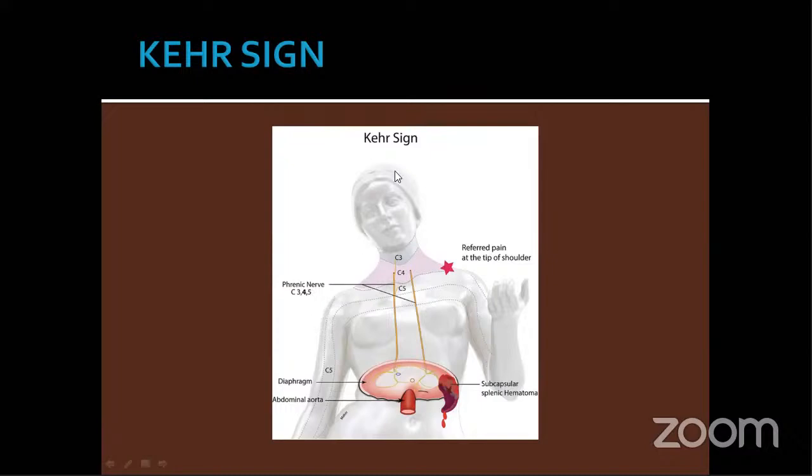Okay, so this is the Kehr sign. So blood under the left hemidiaphragm causing left shoulder pain. I think I am clear up to this point.